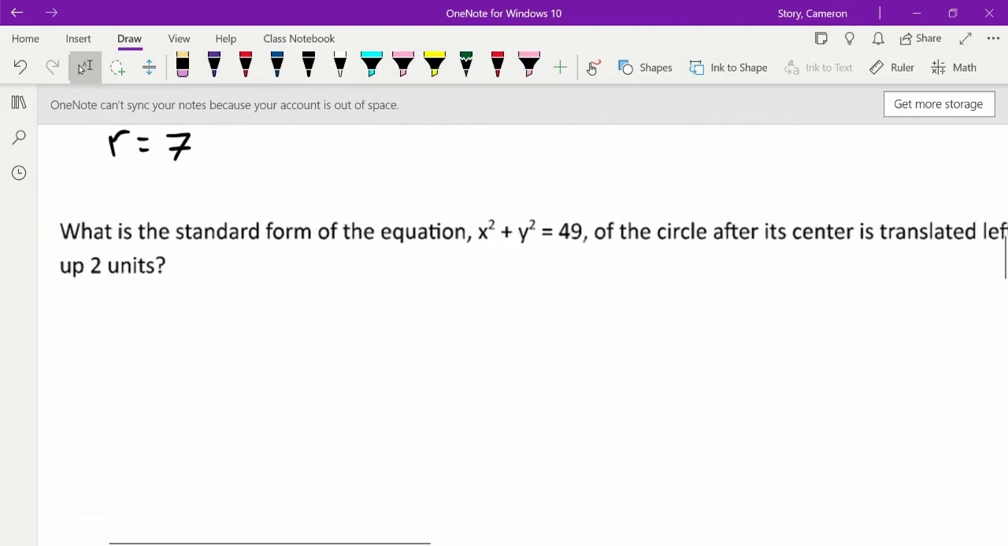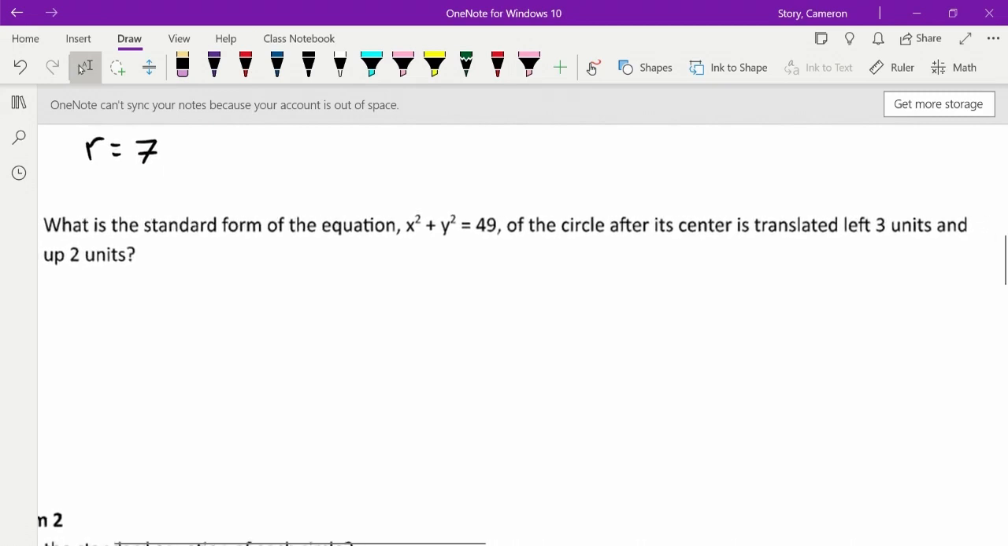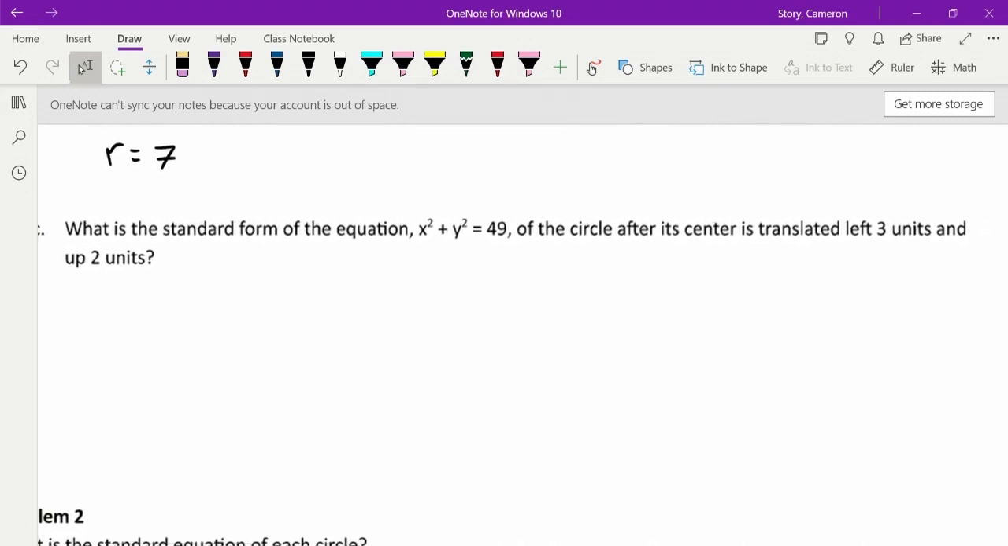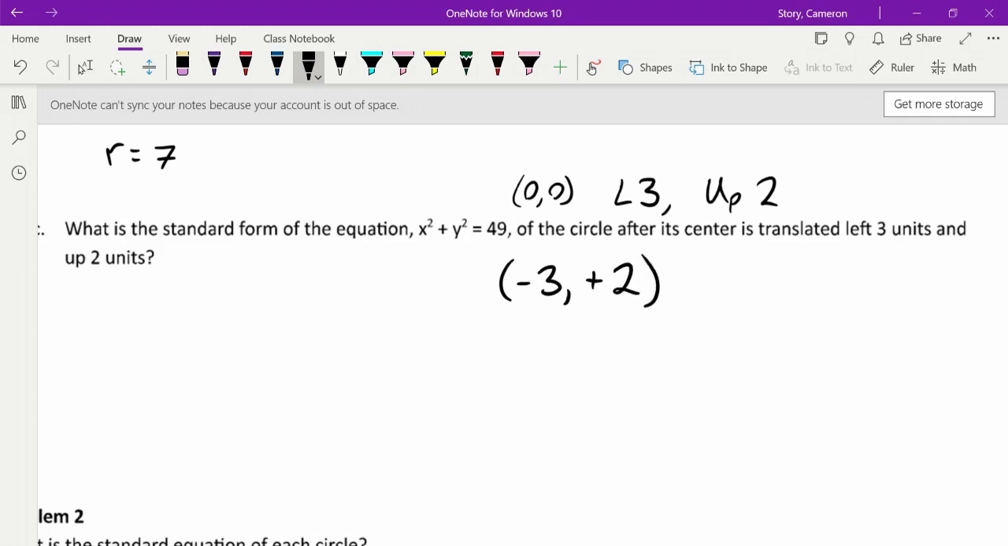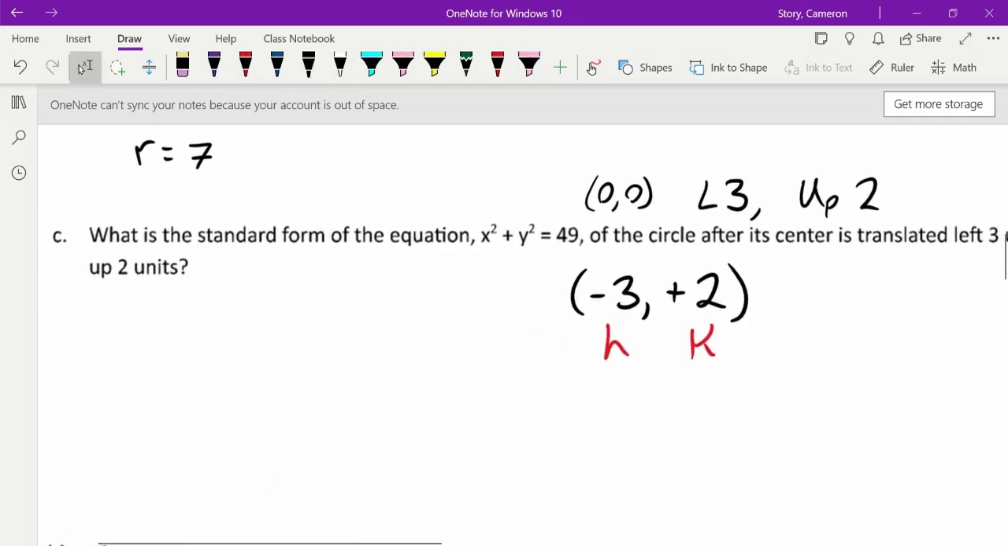Moving along, it says, what is the standard form of the equation of the circle after its center is translated 3 units to the left and 2 units up? So we start at (0, 0), and we go left 3, and then we go up 2. If we go to the left 3, that's going to change the x-coordinate to negative 3. And if we go up 2, it's going to change the y-coordinate to positive 2. These are going to be our values for h and k. So we just need to plug them into the standard form equation. And we're still going to have the same radius. All we did was move it.